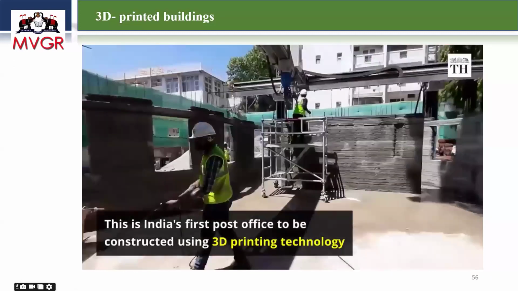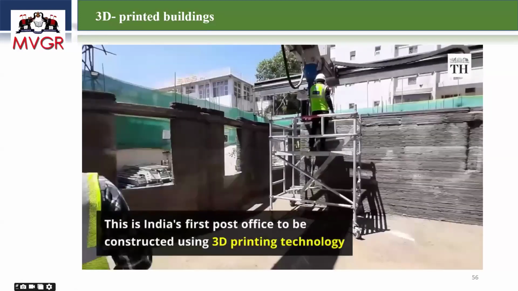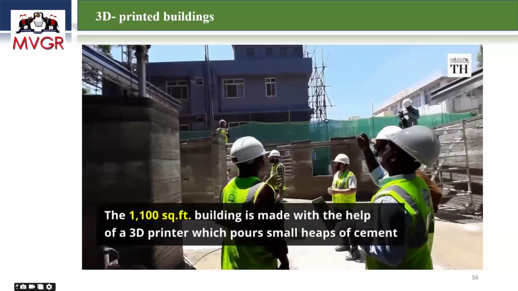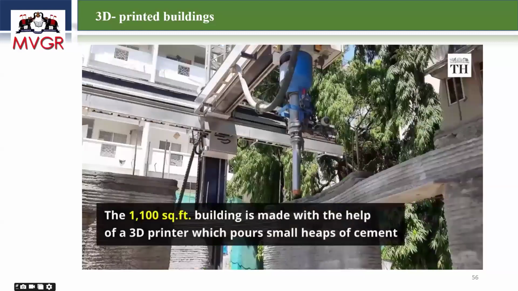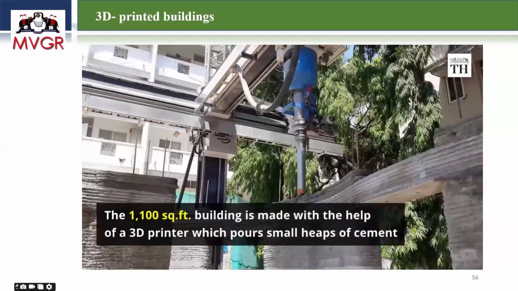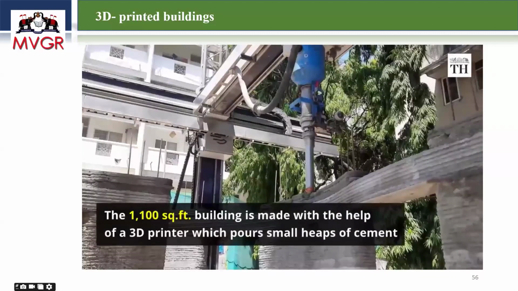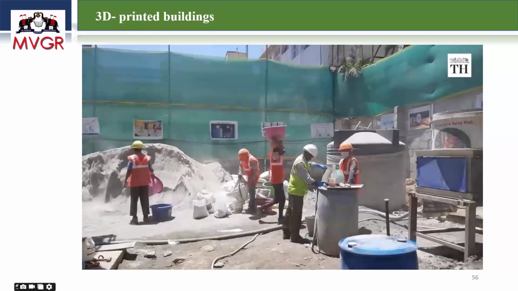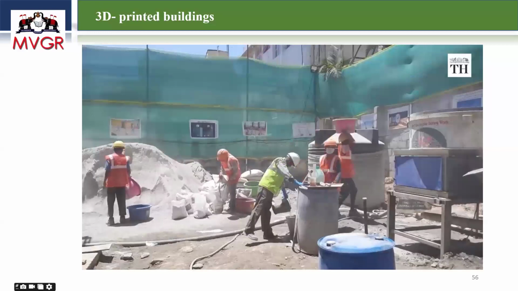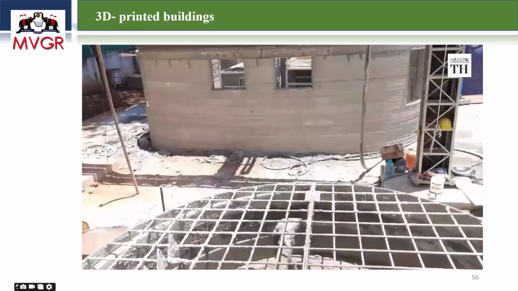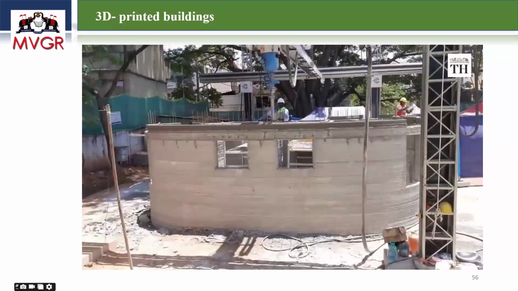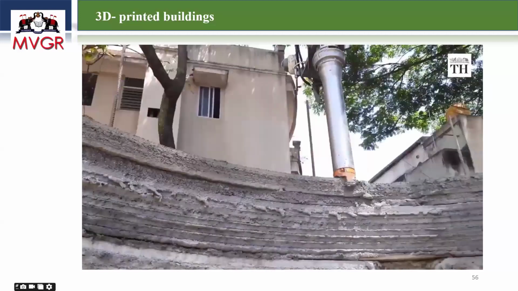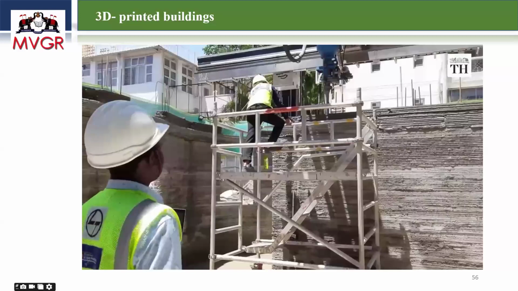It is located at the Cambridge layout in Bengaluru. The building, spread across 1,100 square feet, is made with the help of a 3D printer which pours small heaps of cement. The cement, sand, and a waterproof chemical are added into a churner with measured amounts of water. The mixture then comes out in blocks, which are laid on top of each other, along with iron pillars in between for support.